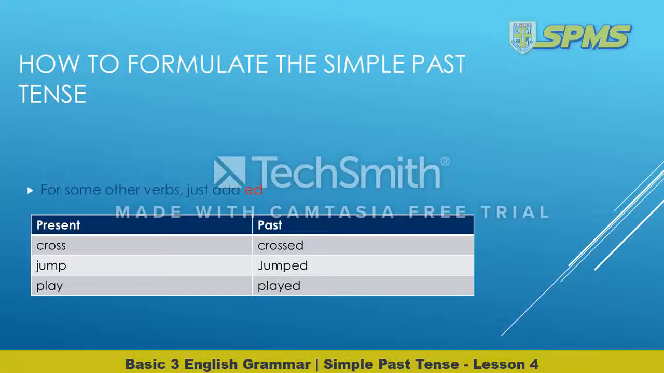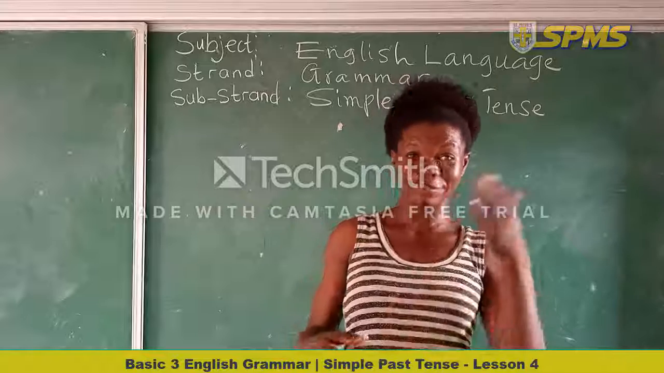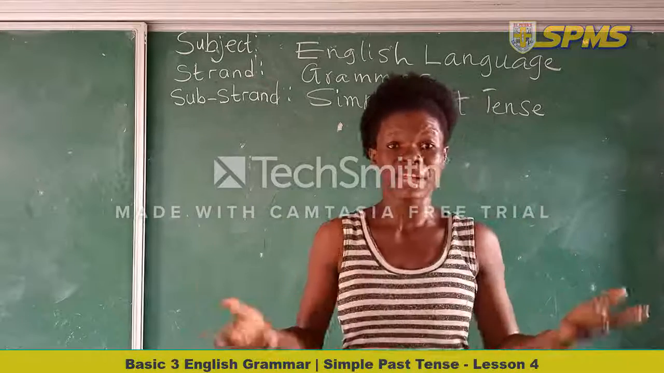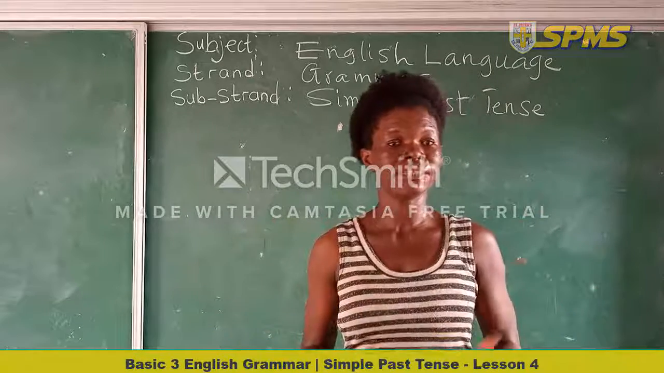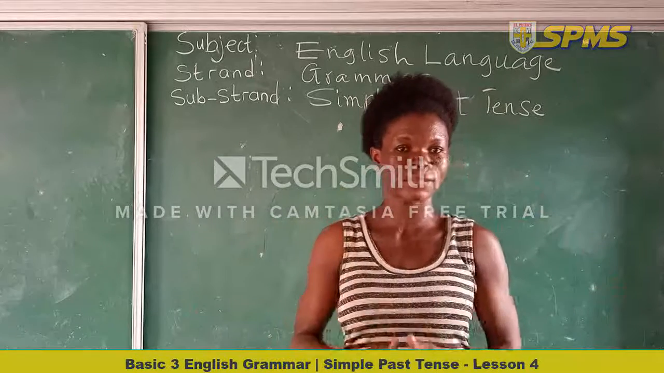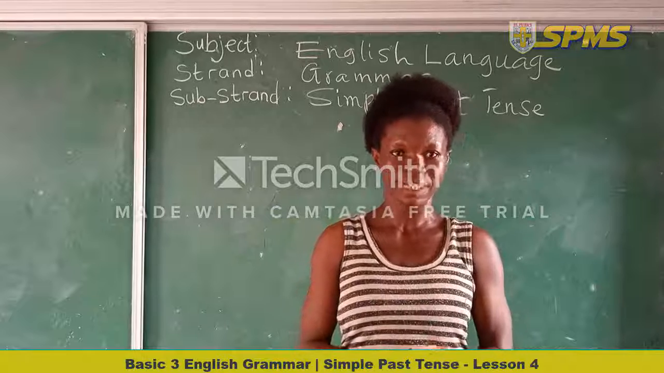For example, crossed, we added ED to it. Jumped. Played. Good. Now that we have seen the rules concerning simple past verbs, we want us to form sentences with them. We have to get a subject, which are nouns, and then we add these simple past verbs that we have looked at to them.